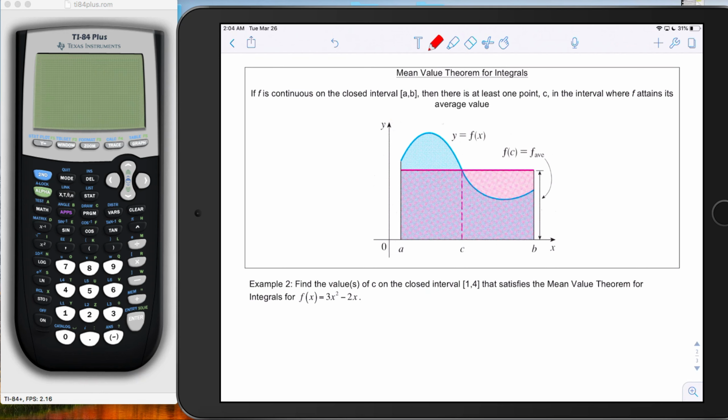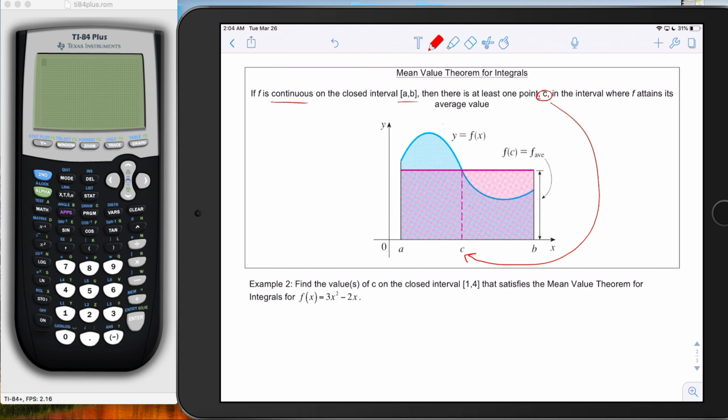Alright, so here's our second part. Let's actually look at the mean value theorem for integrals. This theorem states that if f is continuous on a closed interval a to b, then there is at least one point c in the interval where f attains its average value.